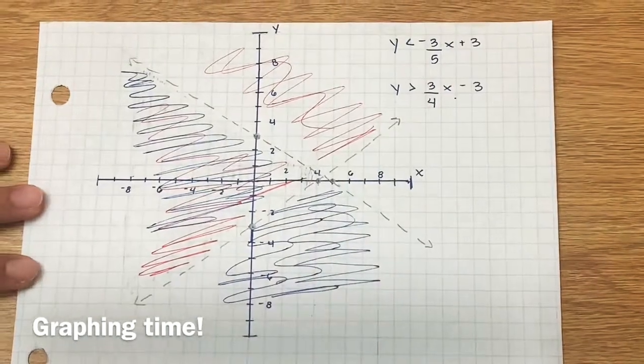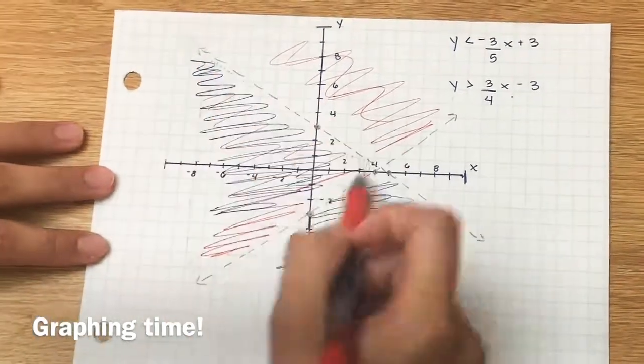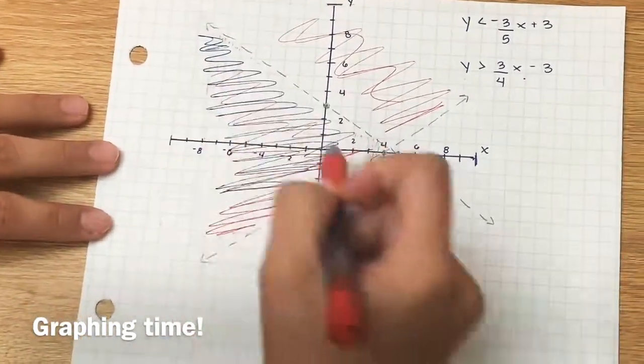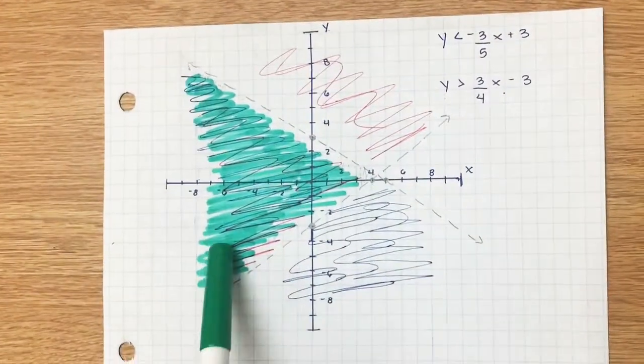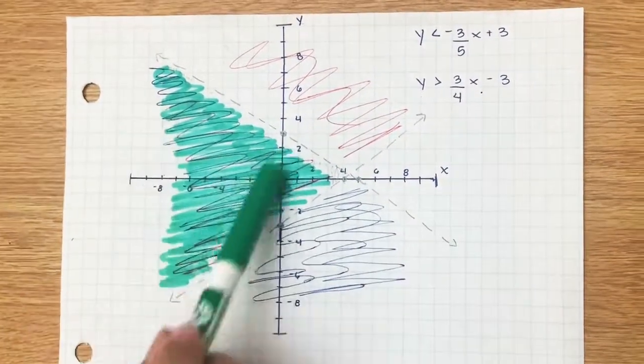So your general answer is within this space, this area. For your final answer, you just want to shade where the answers share the same quadrants.